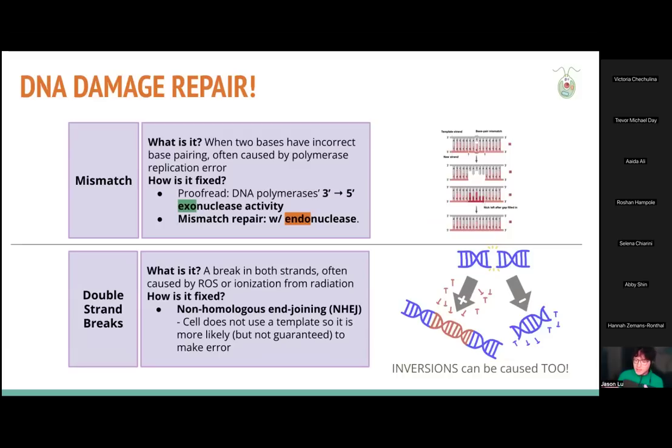So essentially, the cell goes in. This is really, really sloppy, and it slams together both ends. It can add nucleotides. It can remove nucleotides. It can invert them, do all sorts of things. And we should note that, again, there's no template when this happens because these chromosomes are kind of just floating out and about in our nucleus.